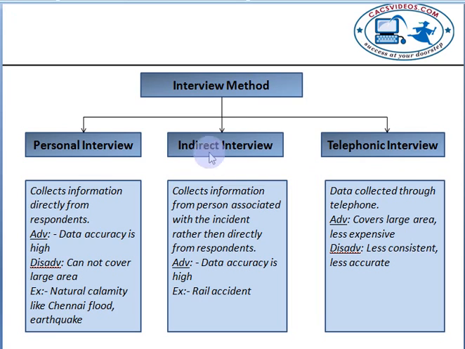So how many types of interview methods are there? Personal interview or direct interview, indirect interview, and telephonic interview. In personal interview, you are directly interviewing, gathering information from the respondent. In indirect interview, you are not directly gathering information from the respondent, but you are gathering information from the person who is associated with the incident, and in telephonic interview, you are directly calling someone and gathering information from them. So these are the three methods of interview method.